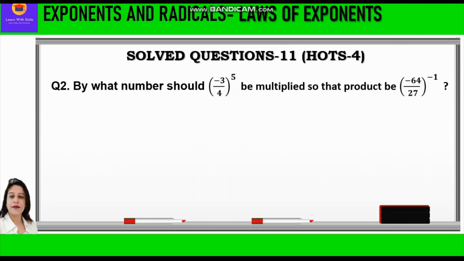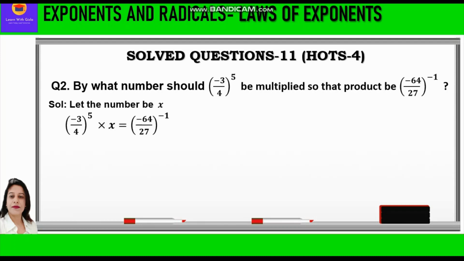Now let us start question number 2. By what number should (minus 3 by 4) whole raised to power 5 be multiplied so that the product be (minus 64 by 27) whole raised to power minus 1? So let us assume the number be x. This number x should be multiplied to the given number, that is (minus 3 by 4) whole raised to power 5, and we should get the product (minus 64 upon 27) whole raised to power minus 1. So accordingly we shall write over here (minus 3 by 4) whole raised to power 5 into x is equal to (minus 64 upon 27) whole raised to power minus 1.